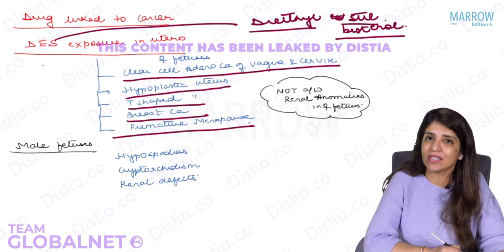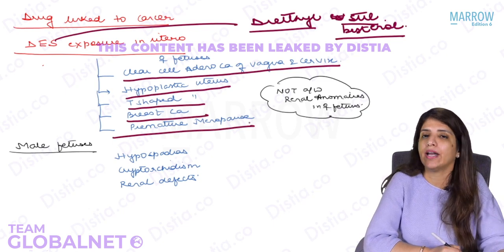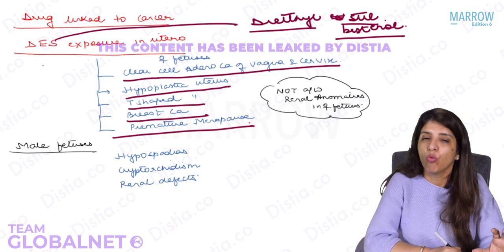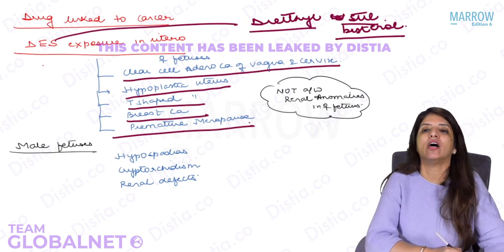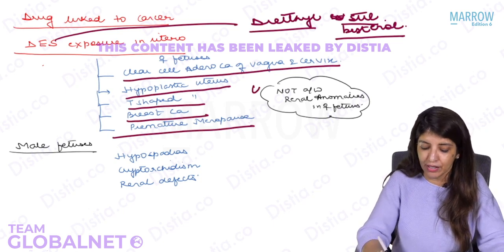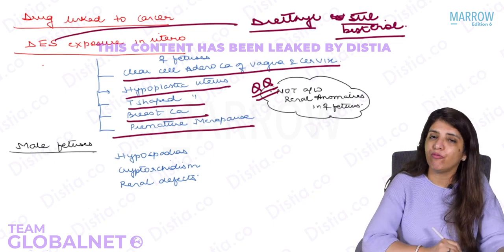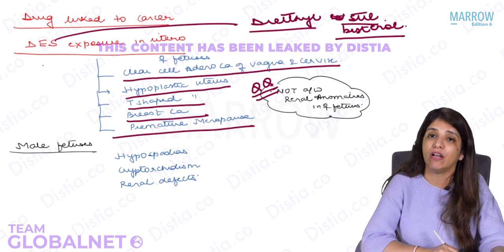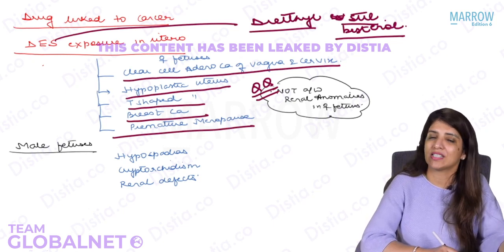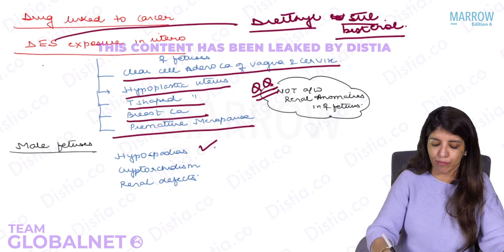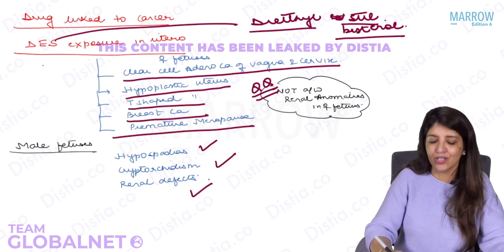So it is linked to cancers, the adenocarcinoma of vagina and adenocarcinoma of cervix, breast cancer, and it is also linked to premature menopause, hypoplastic uterus and T-shaped uterus. One anomaly which is never seen in a female fetus who has been exposed to diethylstilbestrol is renal anomaly. A female fetus who is exposed to DES never gets renal anomalies. This is in contrast to a male fetus. So if the pregnant female who has taken diethylstilbestrol is carrying a male fetus, then there are increased chances of hypospadias, cryptorchidism and renal defects.